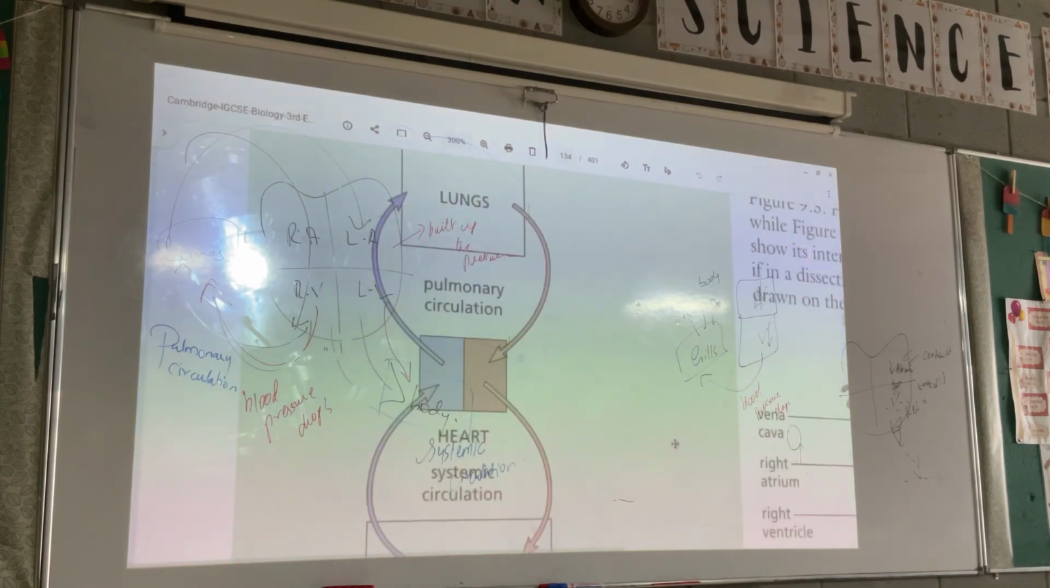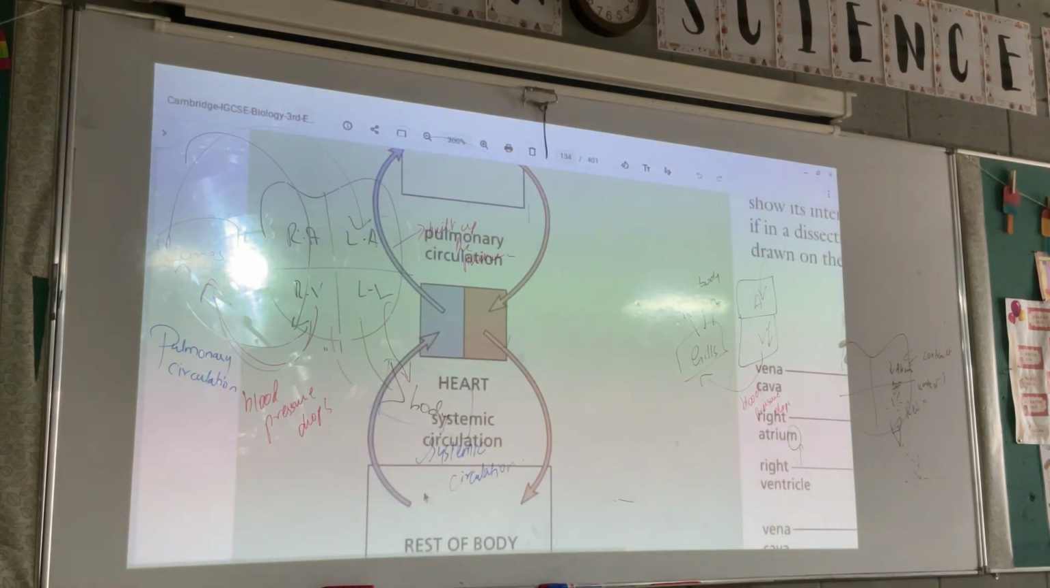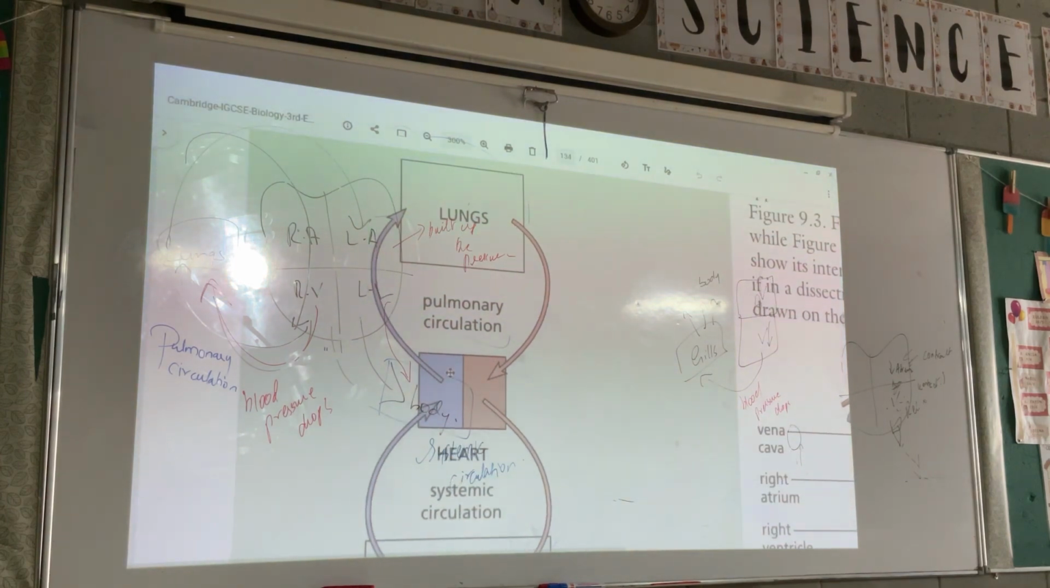How about double circulation? This is the right side of the heart. That's why it is shown as blue, because it's carrying deoxygenated blood. This is the left side. First of all, from the rest of the body, blood comes to the heart through the veins. Blood goes to the heart, and then from the heart it goes to the lungs.